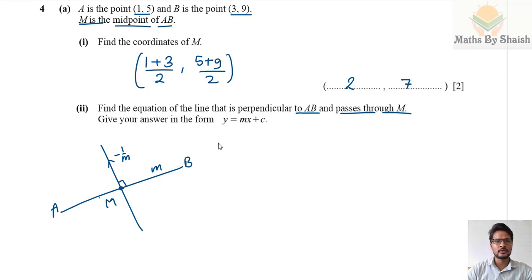So first of all we need to find the gradient. The gradient of line AB is going to be the y difference upon the x difference.